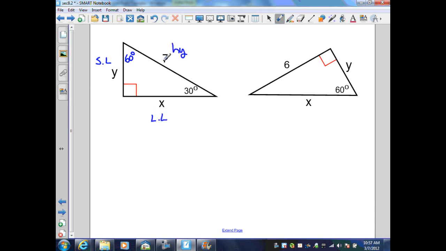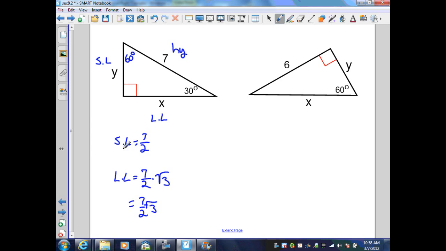So I'm given the hypotenuse. Recall, if I don't have a short leg, I have to find the short leg. Since I have the hypotenuse, my short leg is equal to the hypotenuse, which is 7, divided by 2. Now that I have my short leg, I can find the long leg by multiplying my short leg, which is 7/2, times the square root of 3. Therefore, my long leg is 7/2 square roots of 3.